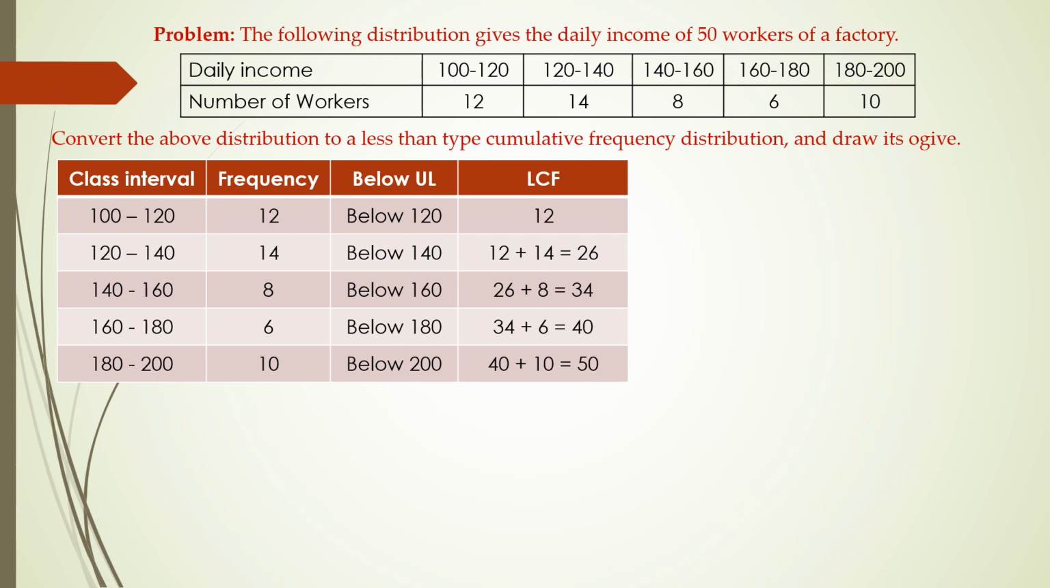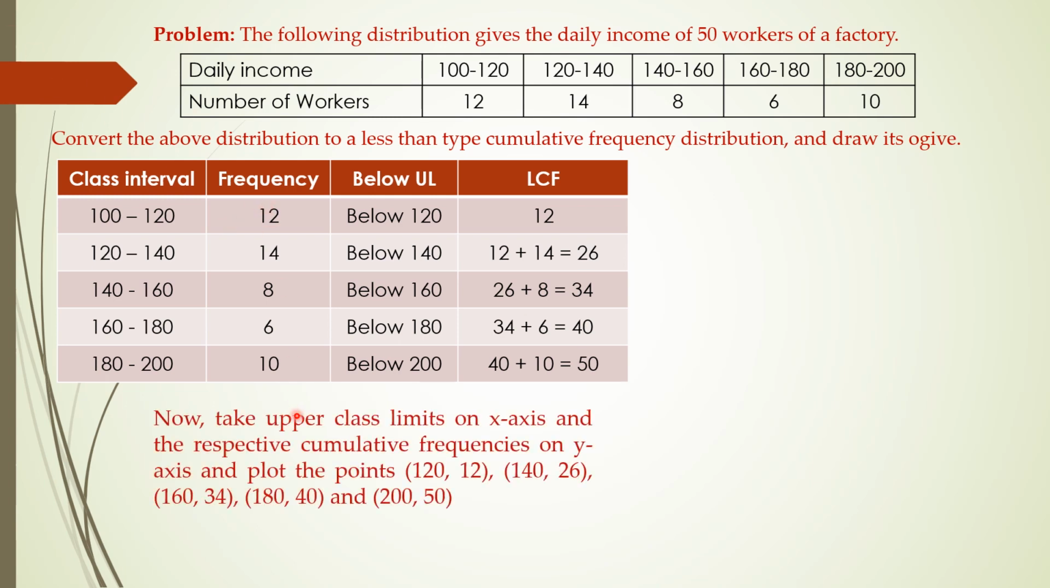We can represent this on a graph. Now, take upper class limits on the x-axis and the respective cumulative frequencies on the y-axis and plot the points (120, 12), (140, 26), (160, 34), (180, 40) and (200, 50), and you have to plot these points on a graph.